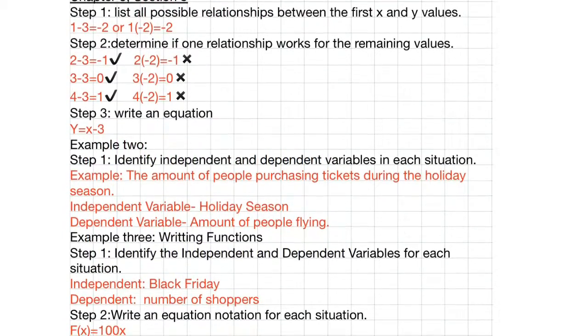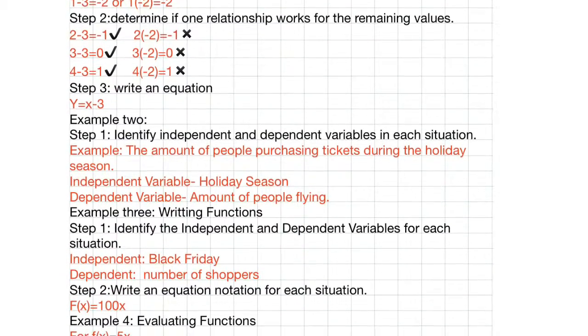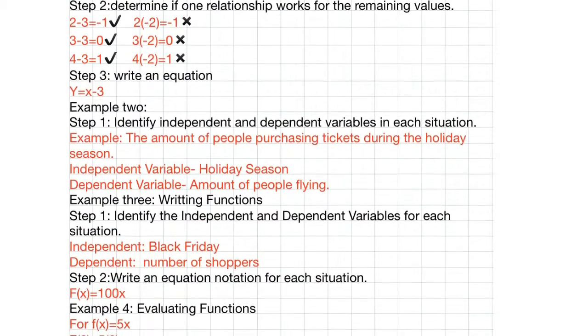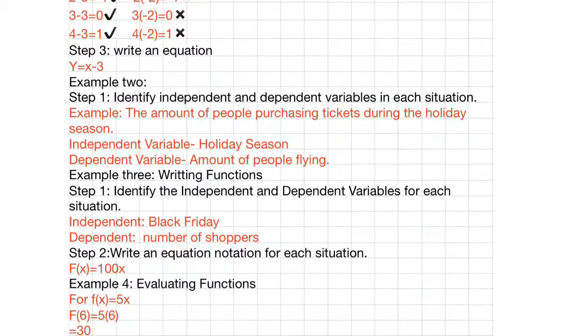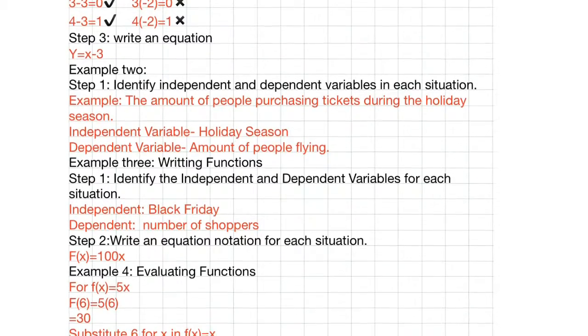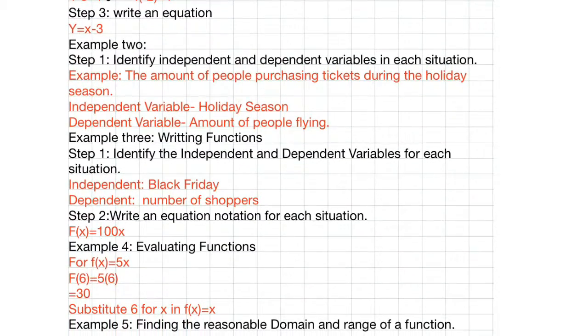Chapter 3, Section 3. Step 1: list all possible relationships between x and y. Step 2: determine if one relationship works for the remaining values. Step 3: write an equation. Example 2. Step 1: identify independent and dependent variables in each situation.